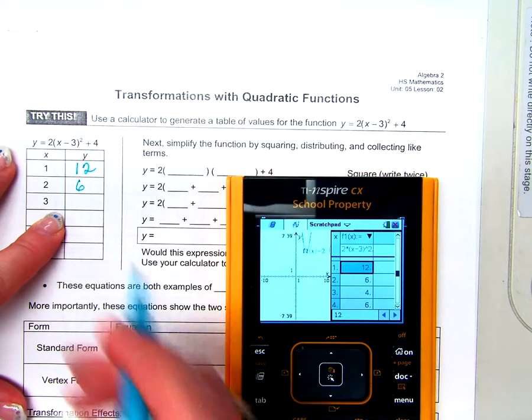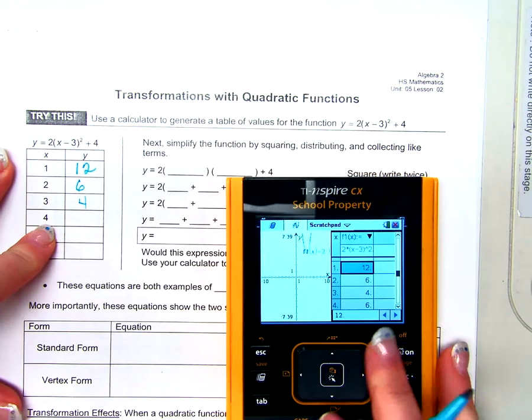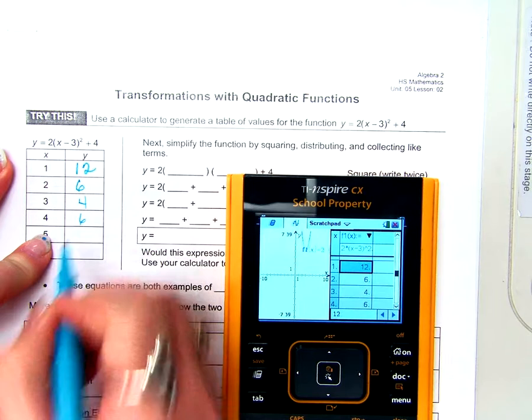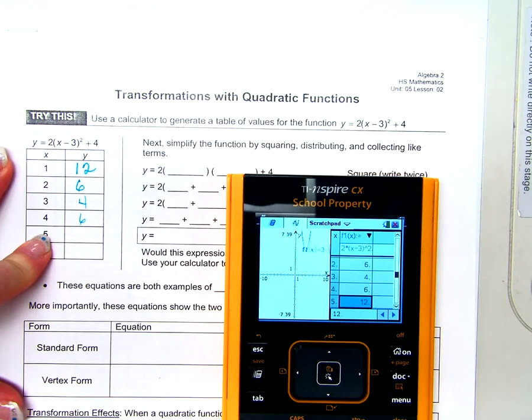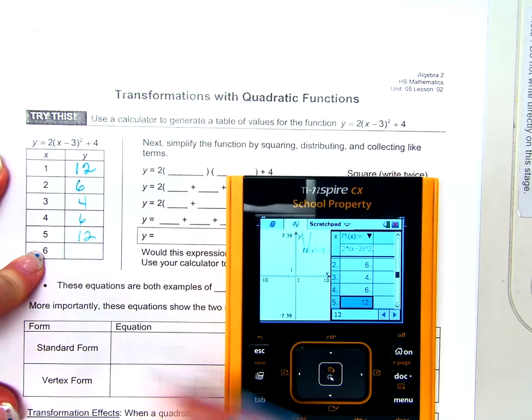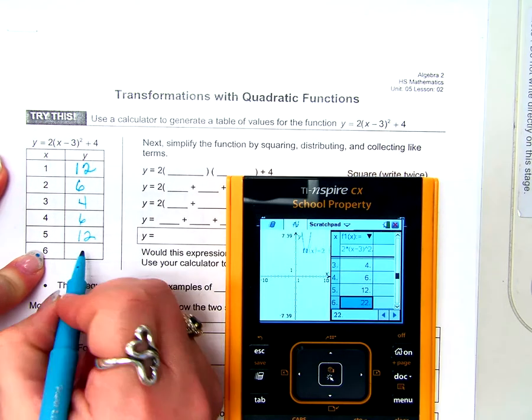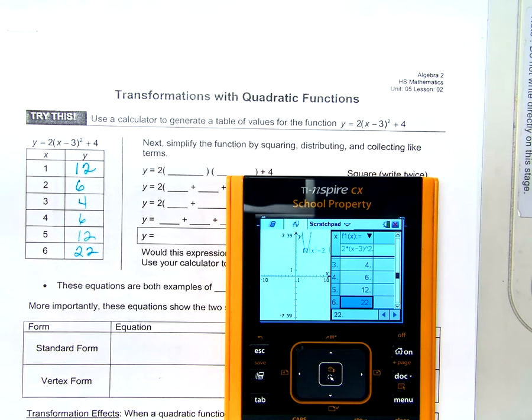So when x is 3, y is 4. When x is 4, y is 6. When x is 5, y is 12. And when x is 6, y is 22. Okay?